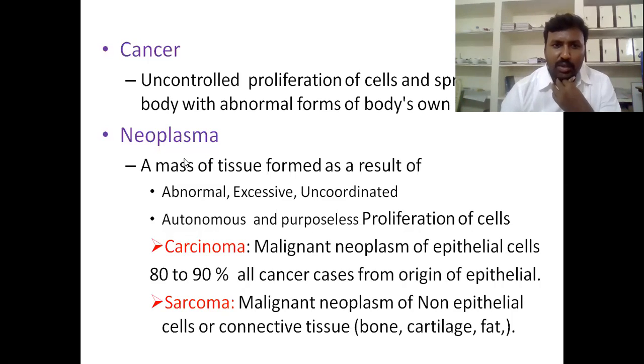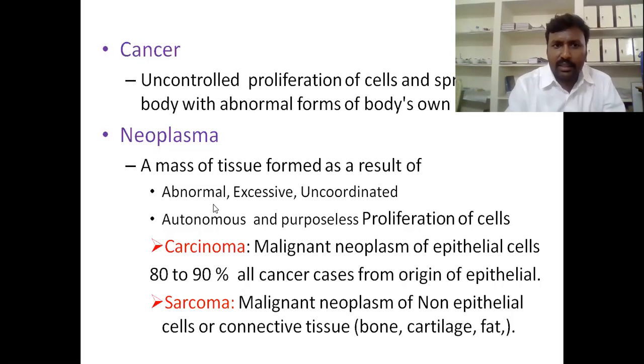Fine. So what is neoplasm? It is a mass of tissue formed as a result of cancer. Sometimes they ask some terms in the 2 marks questions. That's why I mentioned. A mass of tissue formed as a result of abnormal, excessive, uncoordinated, autonomous, and purposeless proliferation of cells. This is also one definition of cancer.